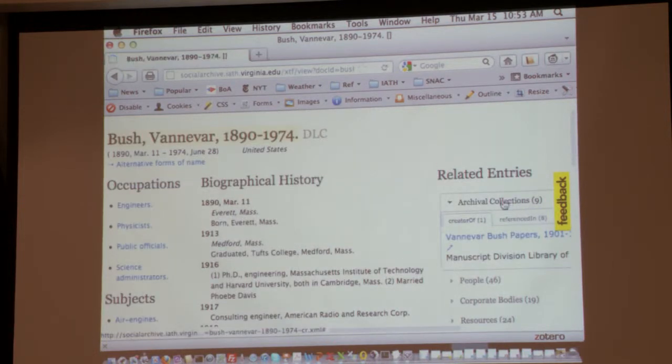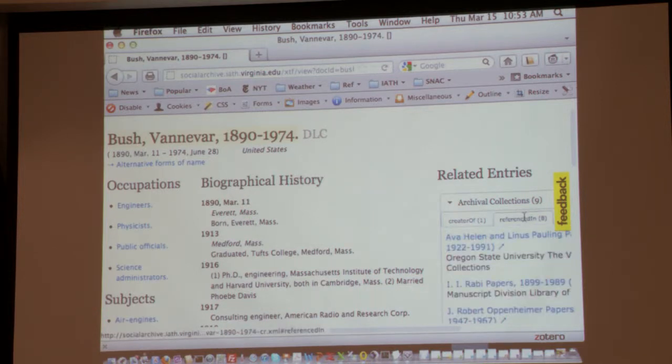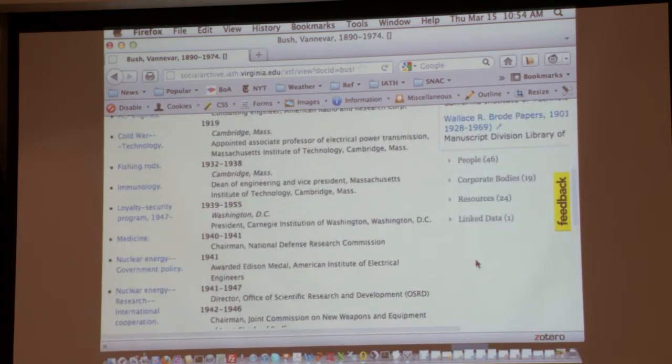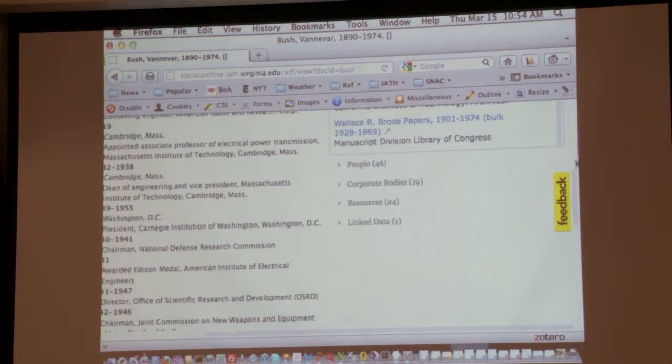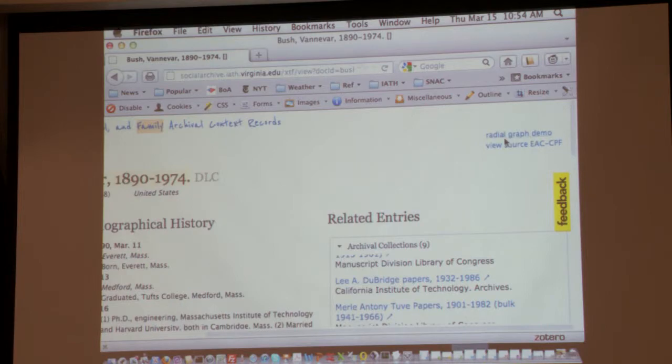I can go off to the right, and given the limited source data here, I've identified him in 9 archival collections. He's the creator of this collection here in the Library of Congress. He's referenced in 8 more here. In addition to that, he's also associated with these 46 people, these 19 corporate bodies, the additional resources found here, linked data here, so you can go off to a VIAF record, and we've had DBpedia as well, so you can go off there. And then, you know, this is in the early stages, but everyone seems to like this.